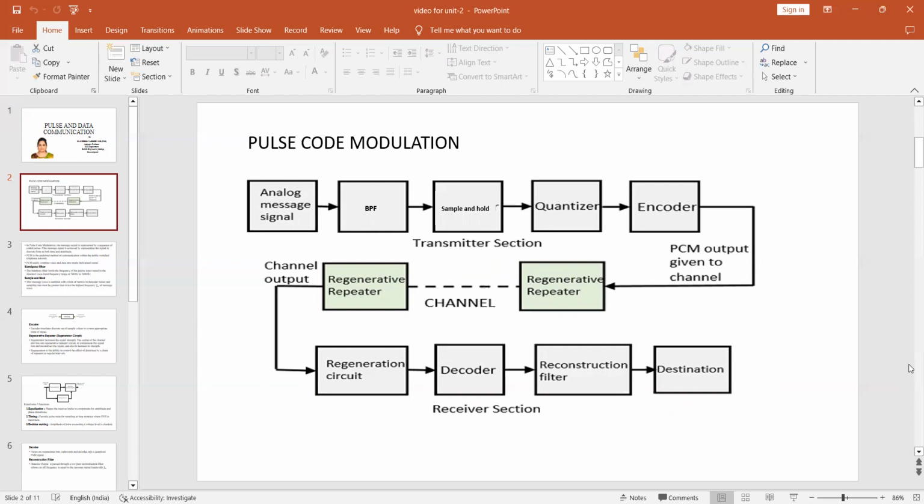Pulse code modulation means the modulated signal is converted into a code during the transmission in the channel. This is nothing but a simple analog to digital conversion and digital to analog conversion again. First we take an analog signal. The analog signal is given to a band pass filter. The band pass filter will send only a band of frequency, and from that band the sample and hold circuit will take the samples. Then the data is given to the quantizer and then to the encoder. In this unit we are going to see each and every block separately.